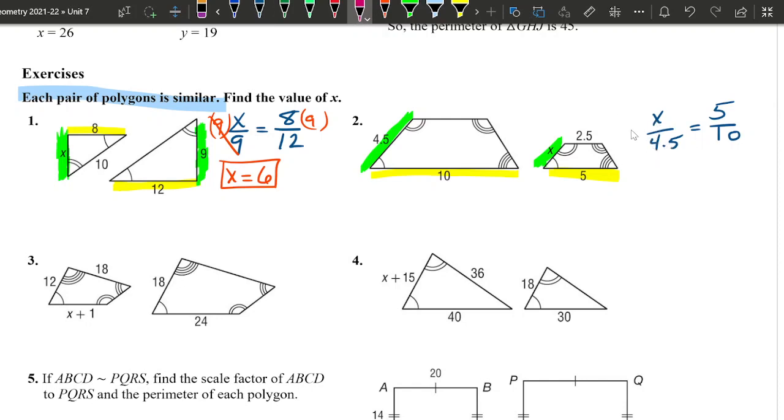So since I have x over 4.5, I want to get 4.5 out of the bottom, so I multiply. If I do it on one side, I have to do it on the other. So x equals 5 times 4.5, and then divide it by 10, is 2.25.